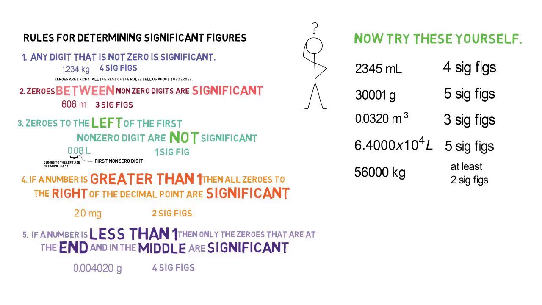One way to know for sure would be if the person who took the measurement wrote it in scientific notation. Then we would know for sure how many sig figs that number had.